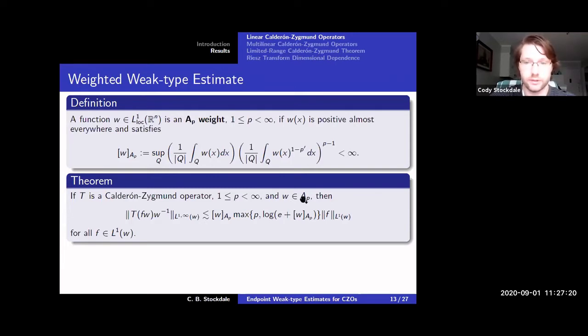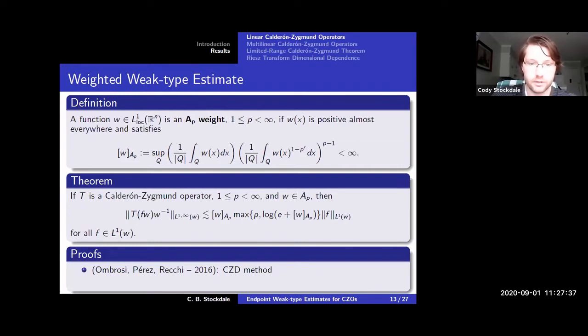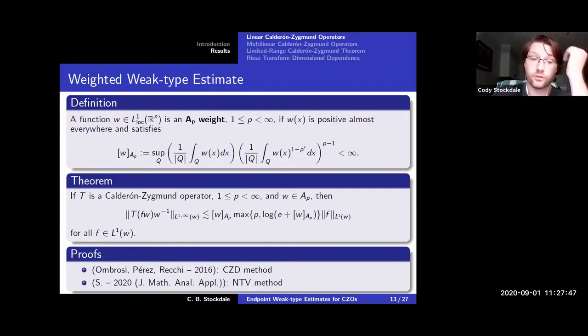But if we allow these weights, let's say they're in an AP class for p bigger than or equal to 1, then we can get this theorem to hold true. So it's more general when we're looking at absolutely continuous weights, and you can have this quantitative estimate. So this theorem here was proved originally by Ambrosi, Perez, and Recchi in 2016. Their proof is very similar to the original Calderon-Zygmund decomposition. And another result in this previous paper is proving the same theorem using this adapted Nazarov-Treil-Volberg idea.